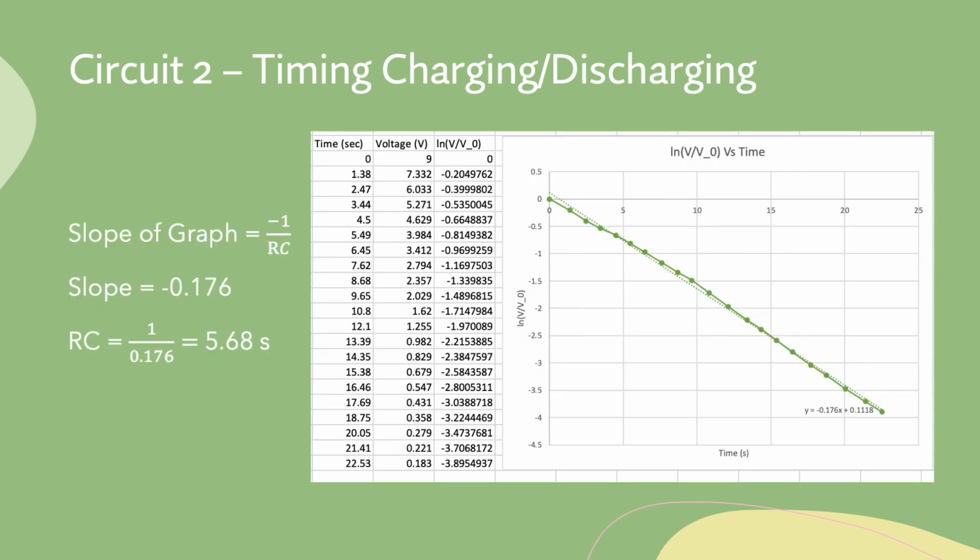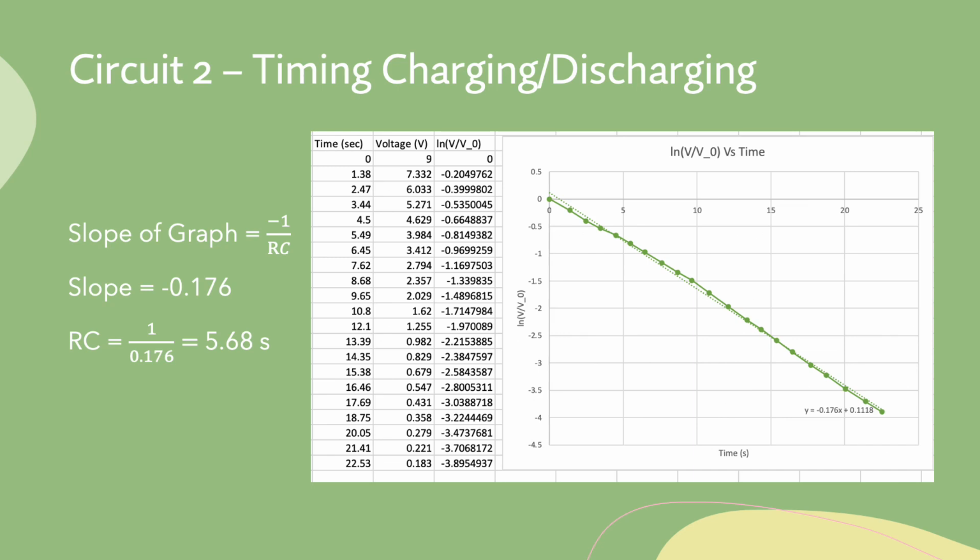Next, I set up a circuit in the simulator with a 9-volt battery, a charged 200 millifarad capacitor, and a 30-ohm light bulb. I used the voltmeter to measure the voltage across the capacitor and set the capacitor discharging and recorded the voltage across the capacitor approximately every second for about 20 seconds. I then plotted this data on a graph with the y-axis showing the natural log of voltage divided by initial voltage, and the x-axis displaying time.